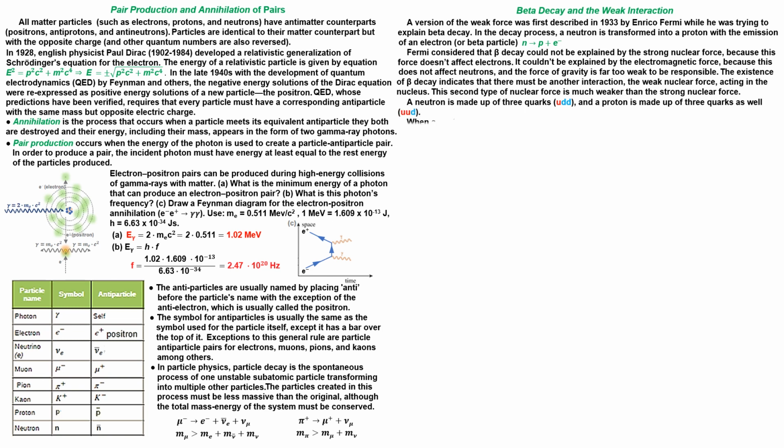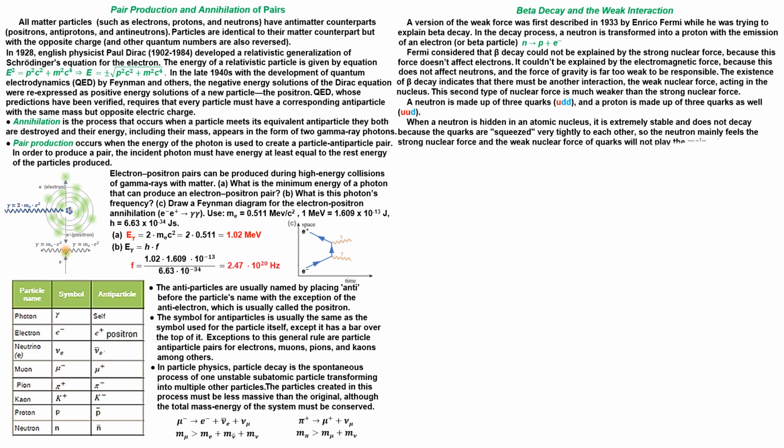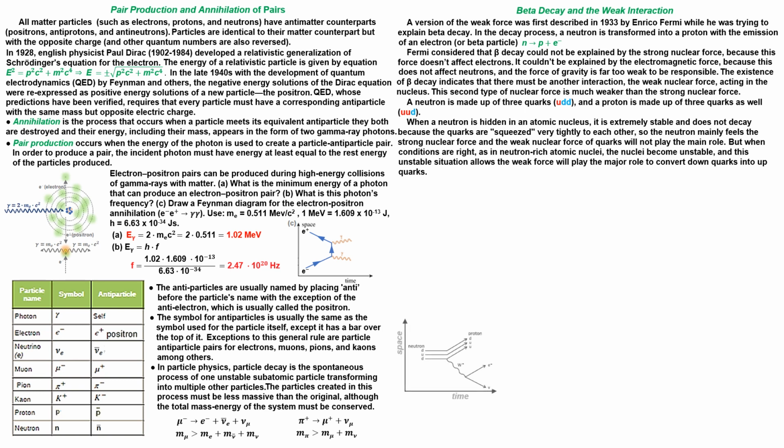When a neutron is hidden in an atomic nucleus, it is extremely stable and does not decay because the quarks are squeezed very tightly to each other. So the neutron mainly feels the strong nuclear force, and the weak nuclear force of quarks will not play the main role. But when conditions are right, as in neutron-rich atomic nuclei, the nuclei become unstable, and this unstable situation allows the weak force to play the major role to convert down quarks into up quarks. Feynman diagram of beta-minus decay is given below.